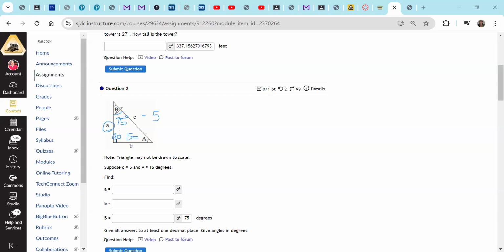Okay. So that formula, when the triangle is given like this, works like this: a over sine A is equal to b over sine B. This is called the law of sines. b over sine B is equal to c over sine C.